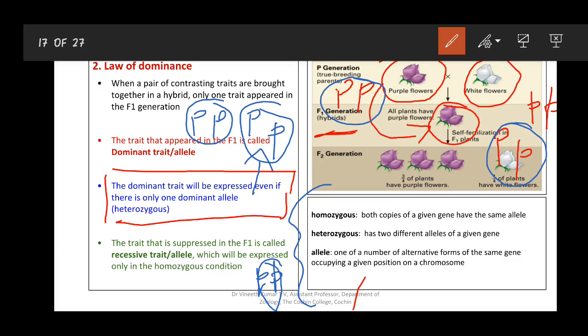With this we take a break for this particular discussion, and we'll discuss the third and fourth laws of Mendelian inheritance in the next session.